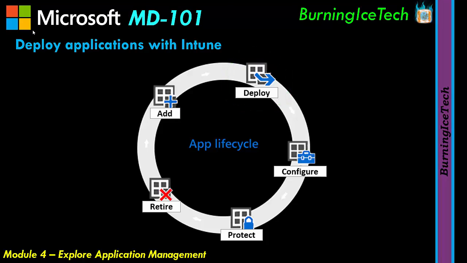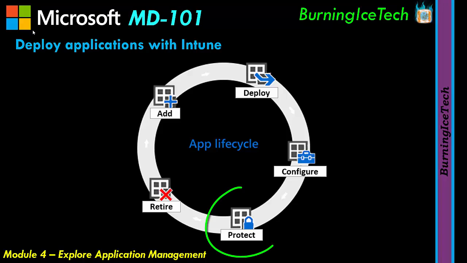Pretty nifty, pretty convenient. Now, step 3 in the picture is configure. As part of the app lifecycle, new versions of apps are regularly released. I mean, there's no control we've got over that, right? Intune provides tools to easily update apps that you have deployed to a newer version. Additionally, you can configure extra functionality for some of these apps.